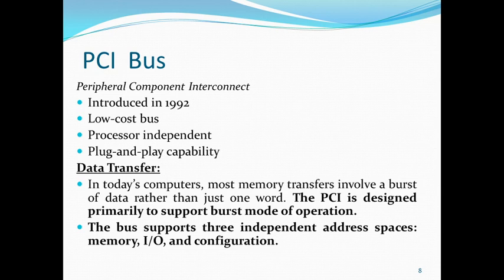The configuration space is intended to give the PCI its plug and play capability. That I will explain later, right? Here, a 4-bit command that accompanies the address identifies which of the three spaces is being used in a data transfer operation, right? So this is how the PCI performs the data transfers.